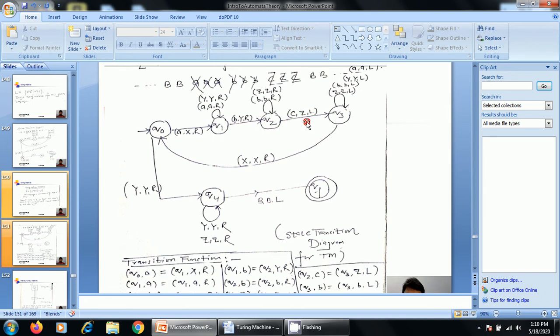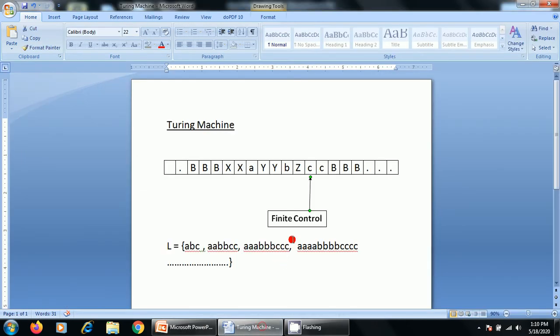Now see, if there is a C, make it Z and move left. Why are we making it Z? Because this is the second C corresponding to the second A and second B. So make it Z and move left. Why are we moving left? Because we have received the second C corresponding to the second A and second B. Now search for the third A.